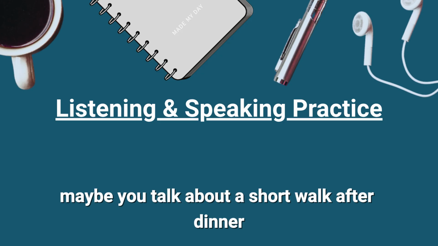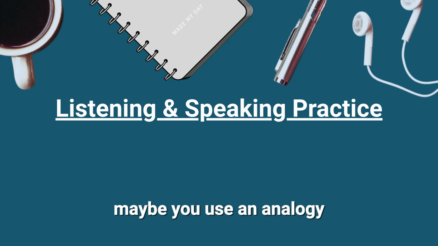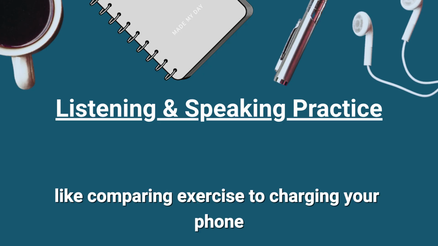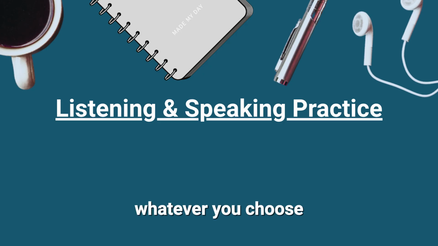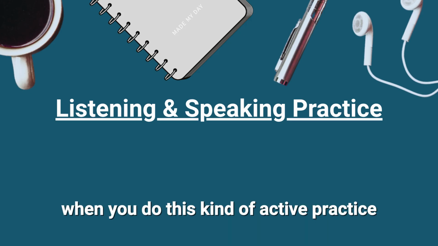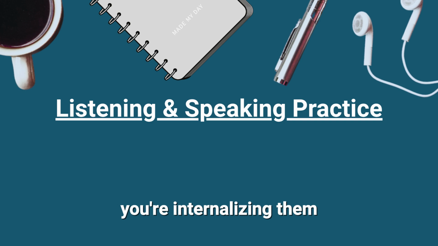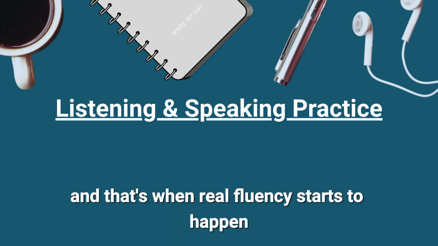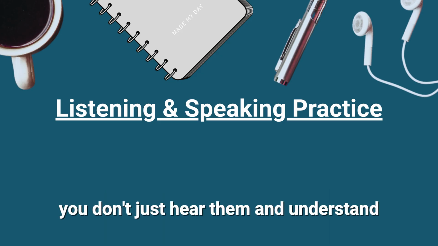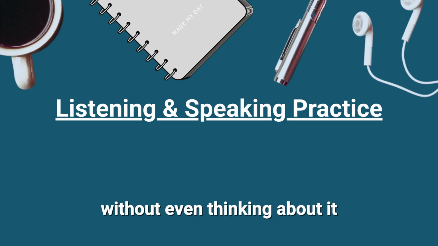Maybe you talk about a short walk after dinner. Maybe you mention something you read about endorphins. Maybe you use an analogy, like comparing exercise to charging your phone. Whatever you choose, practice connecting it to a signal phrase. When you do this kind of active practice, you're not just learning to recognize signals, you're internalizing them. And that's when real fluency starts to happen. You don't just hear them and understand, you start producing them naturally without even thinking about it.